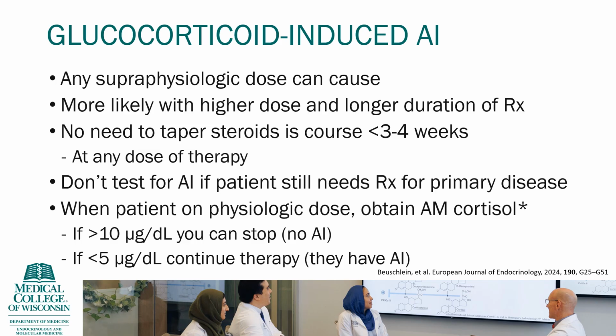But when a patient is coming off of steroids, they've been on a course that's longer than 3 to 4 weeks, and that patient has their steroids reduced to a physiologic dose, somewhere around 3 to 4 milligrams of prednisone or less than about 25 to 30 milligrams of hydrocortisone a day, you should obtain an AM cortisol. If that AM cortisol is above 10, you can stop. Those patients don't have adrenal insufficiency. If that cortisol is less than 5, those patients likely have glucocorticoid-induced adrenal insufficiency, and they need to be continued on steroid therapy and try to wean off over an extended period of time.